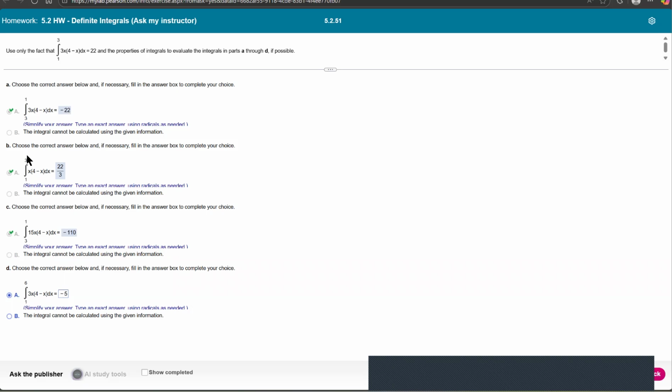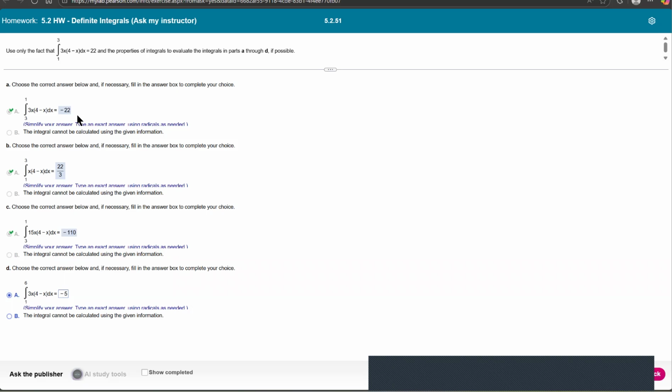And if you notice in part B, they just took that factor of 3 out. So instead of 3x times 4 minus x, it's just x times 4 minus x. So if you divide by 3 on the inside, it divides your answer by 3 as well. So instead of an answer of 22, we have our answer of 22 over 3.